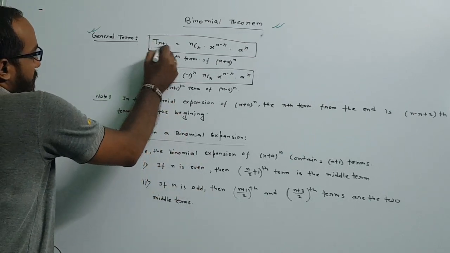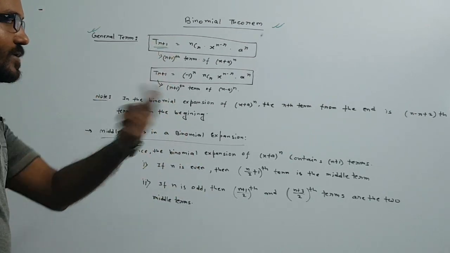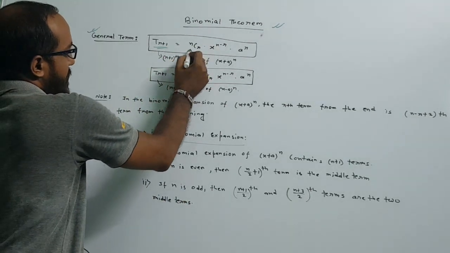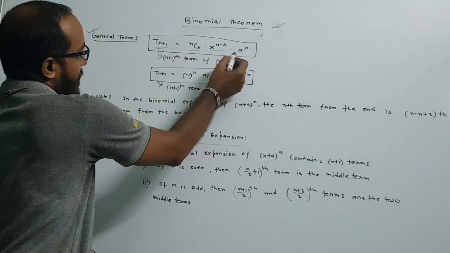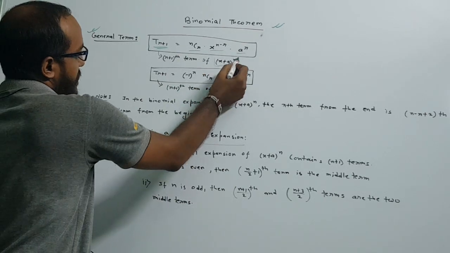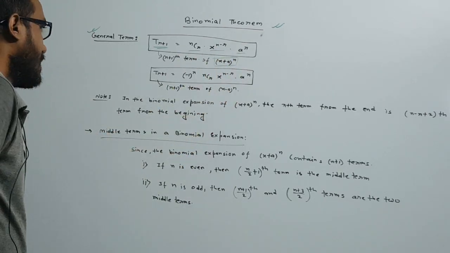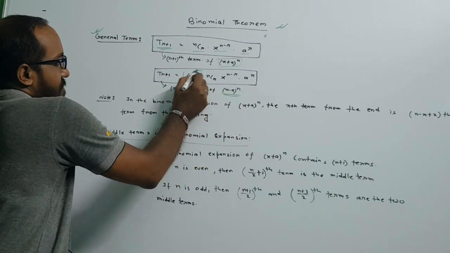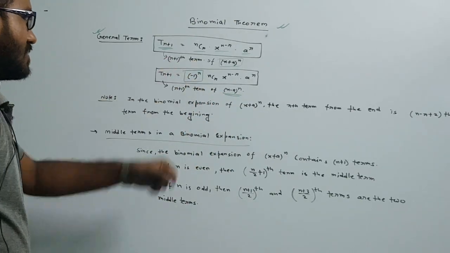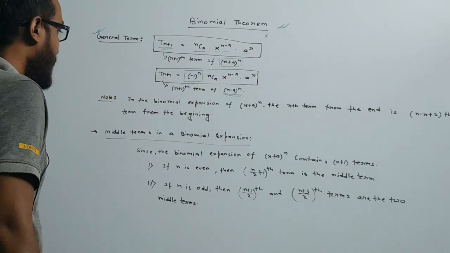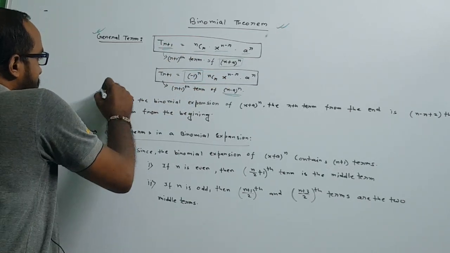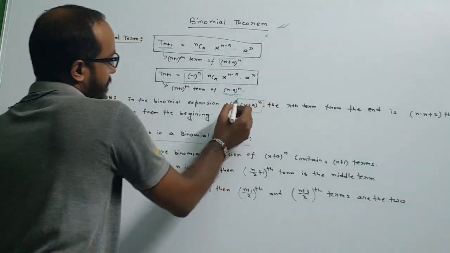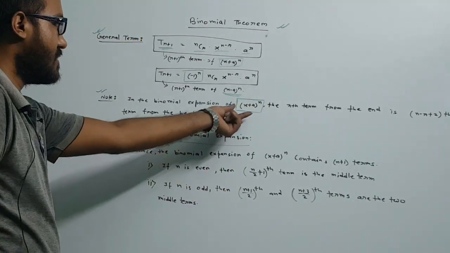Now see, here general term means the r plus 1th term. So the T r plus 1th term is given as nCr x to the power n minus r a to the power r for x plus a whole to the power n, and for x minus a whole to the power n there is only one extra term, that is minus 1 to the power r, and the rest of the things are as it is.